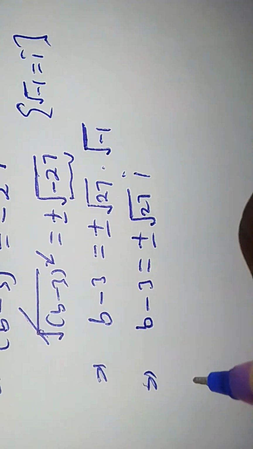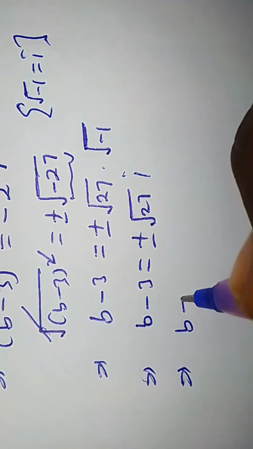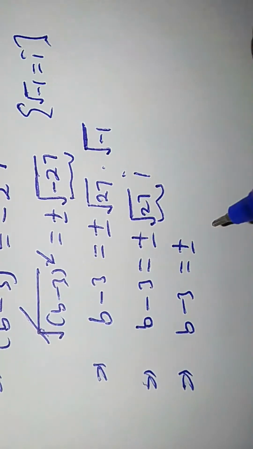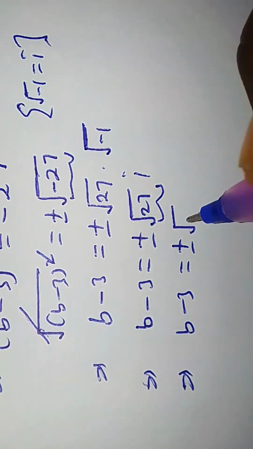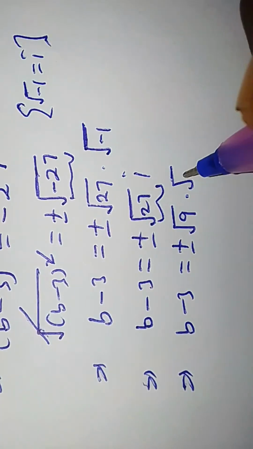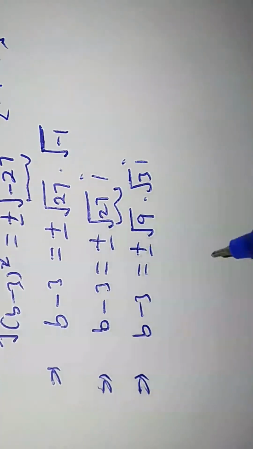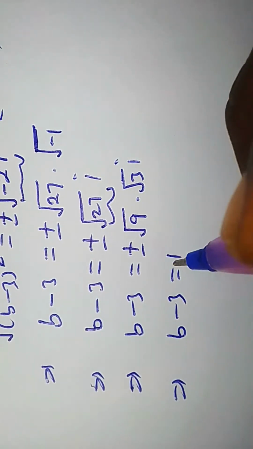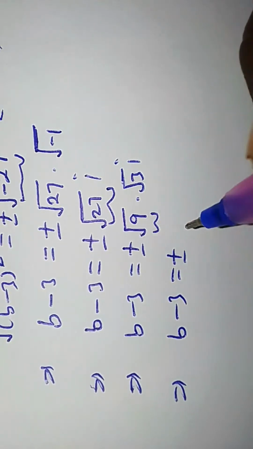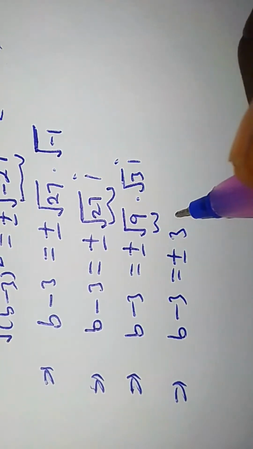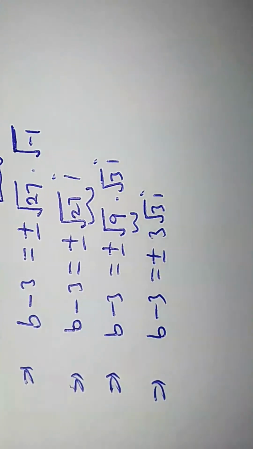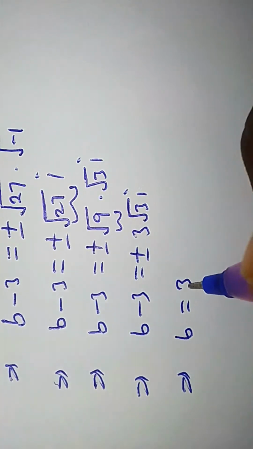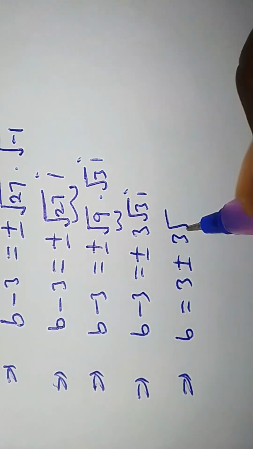Let's continue. This implies that b minus 3 is equal to plus or minus square root of 27, which could be written as square root of 9 times square root of 3 times i. This implies that b minus 3 is equal to plus or minus. What is square root of 9? That is simply 3. So 3 times square root of 3 i. This implies that b is equal to 3 plus or minus 3 times square root of 3 i.